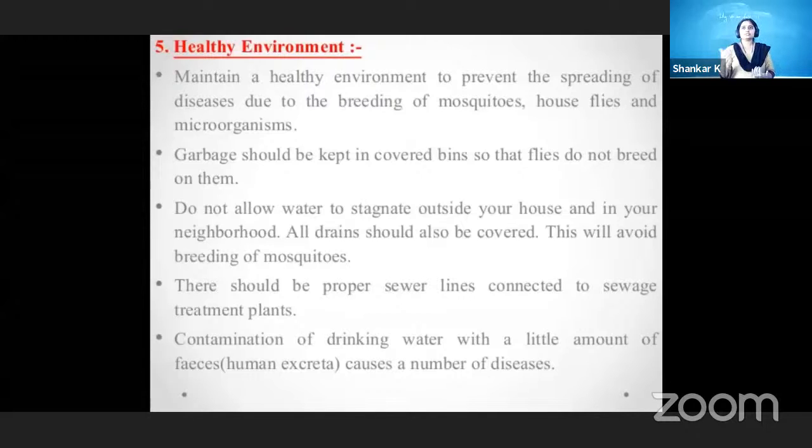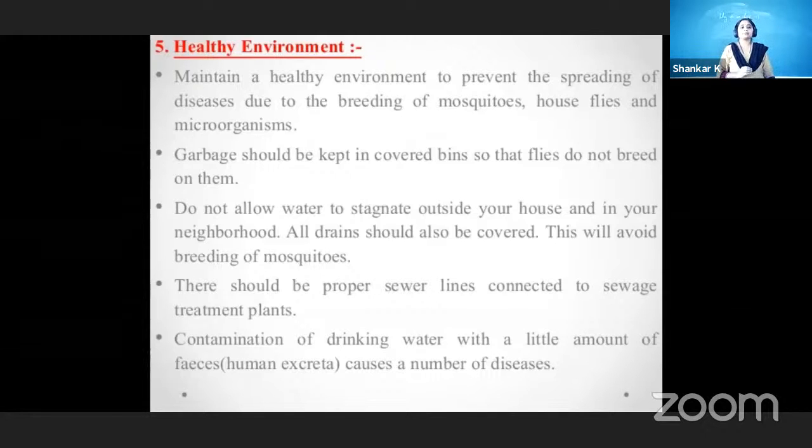Most of the diseases are caused by mosquitoes, like dengue, malaria, chikungunya. These diseases are caused by mosquitoes. And diseases like cholera and dysentery happen from microorganisms. So these will be in our surroundings. If we do not clean our surroundings, these will be in our surroundings.